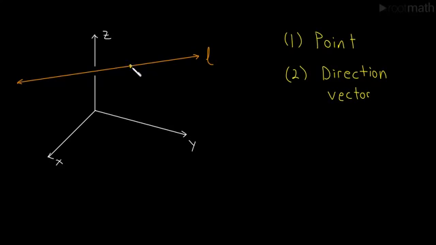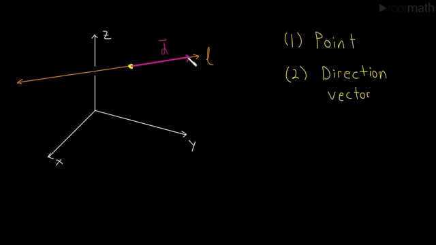So here's a point on the line, and let me draw a direction vector in a different color. This is a direction vector, and I'll call that direction vector the vector D for direction.